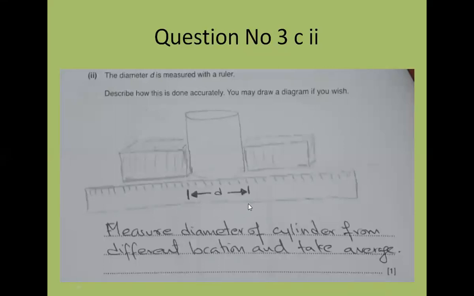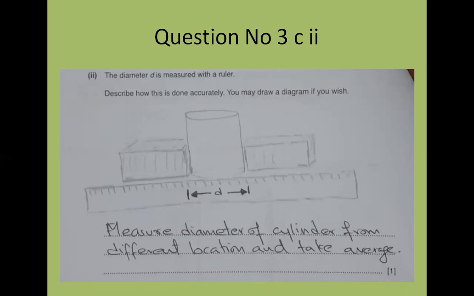Instead of using these wooden blocks, you can use set squares, which are in your geometry box. So put one set square here, one set square here, and their 90 degree angles should be here and here. And then put a scale like this and measure what is the diameter.